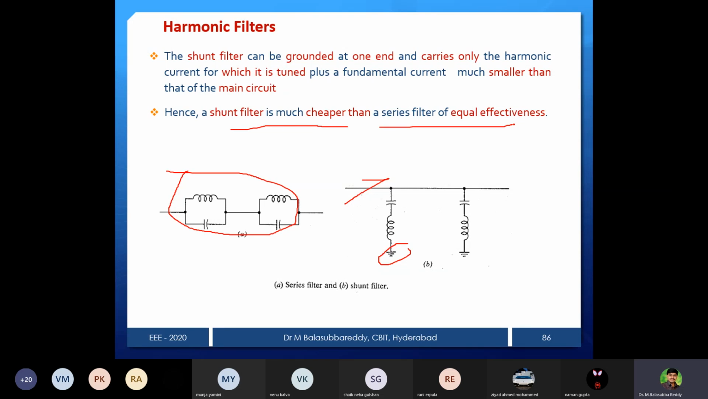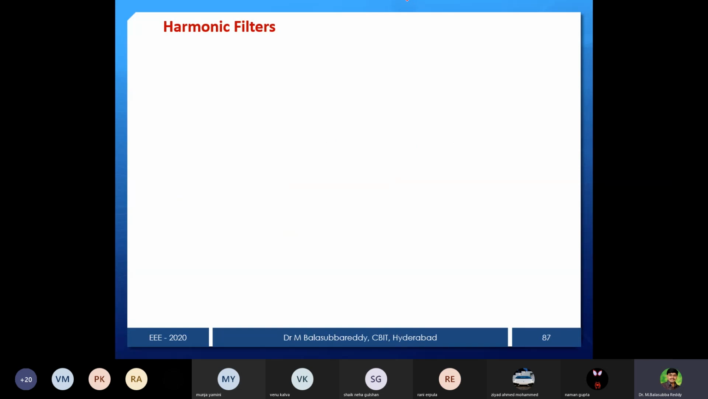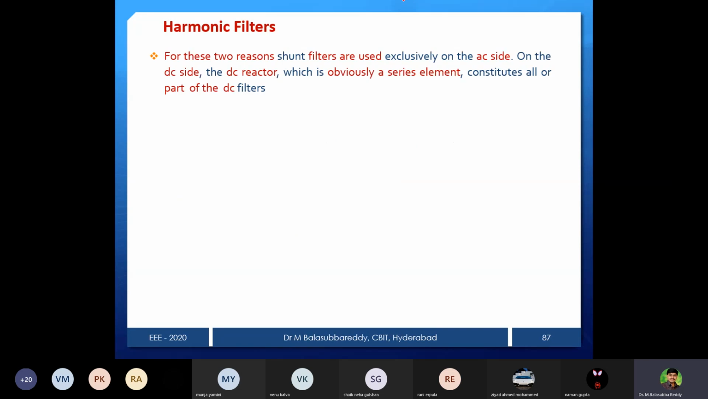Whereas in the case of a shunt filter, it has to carry only the harmonic current. AC shunt filters also have another advantage over series filters in that at the fundamental frequency the former supplies the needed reactive power, but the latter consumes it. So normally the series filter cost will be high because it has to carry more current.